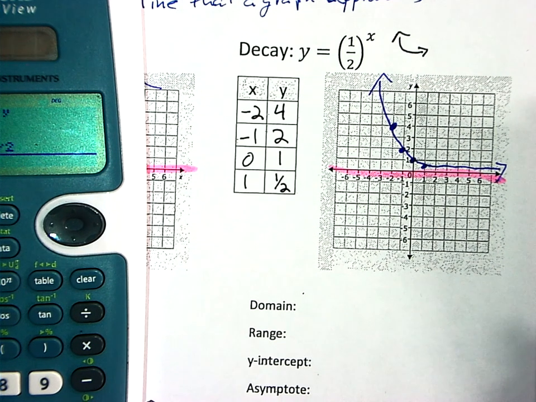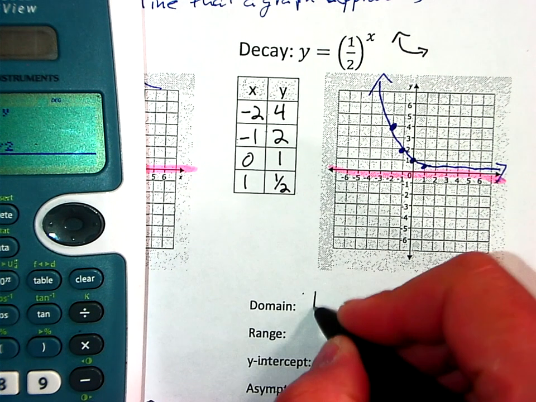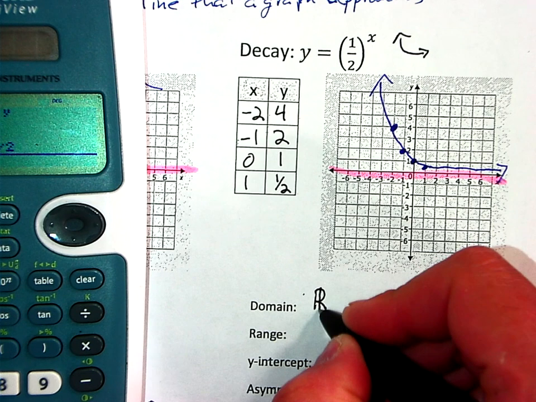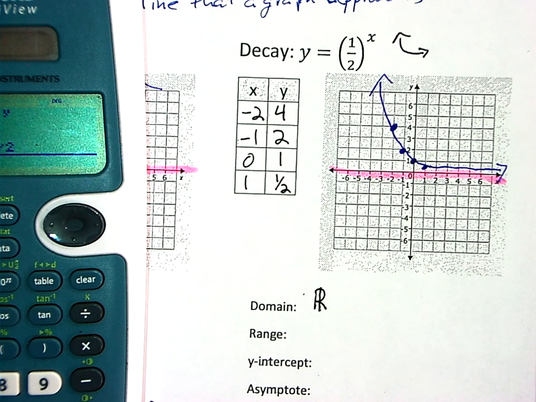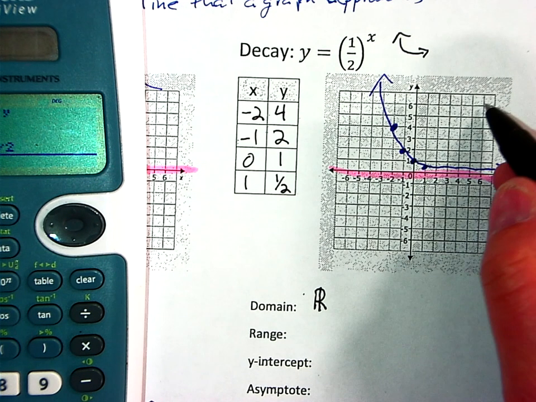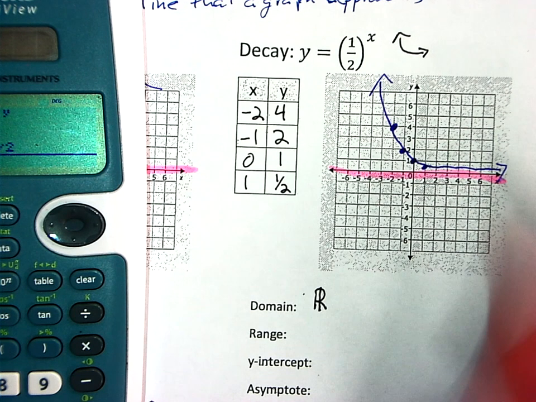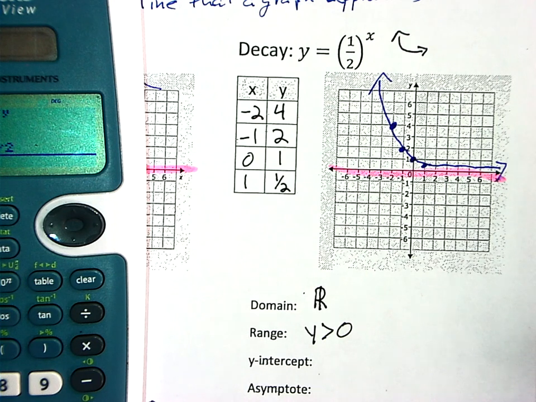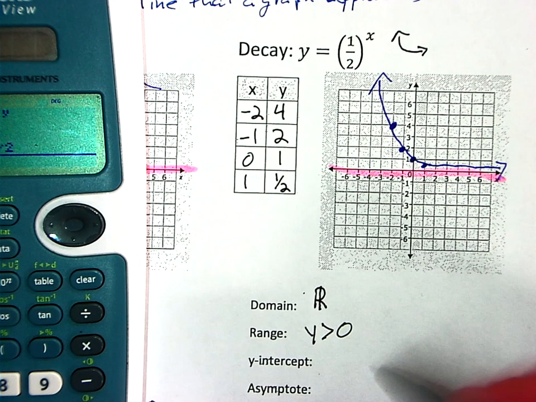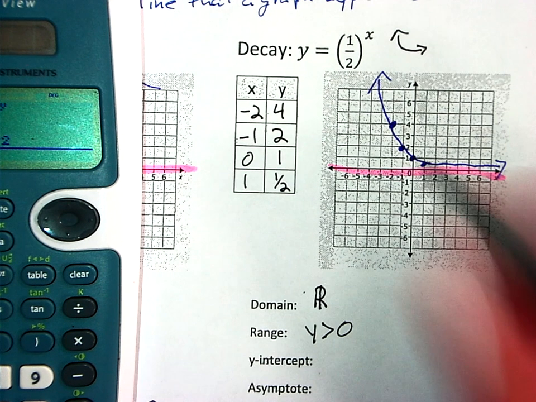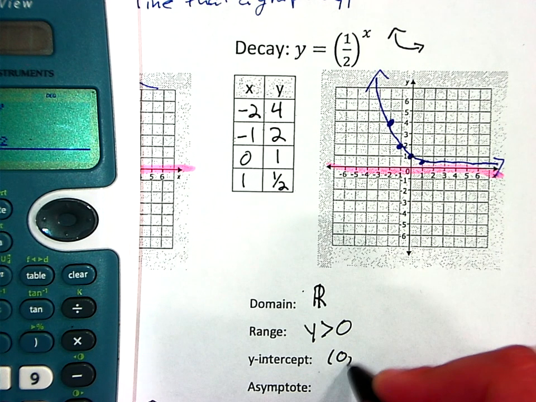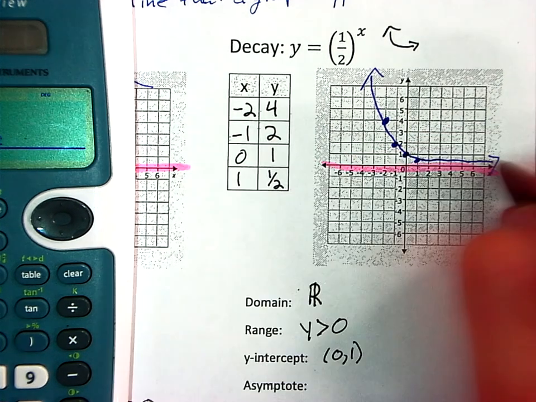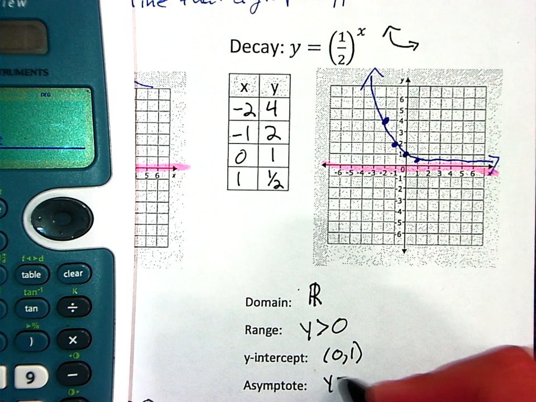All right, so I'm just going to draw on my asymptote, which is right there. So let's answer our questions. Our domain, does it ever stop going left or right? So it's all real numbers. Our range, is it above our asymptote or below? It's above, so it's going to be y is greater than 0. It's not touching, so we don't have a line underneath it. Our y-intercept is exactly the same, 0, 1. My asymptote is y equals 0.